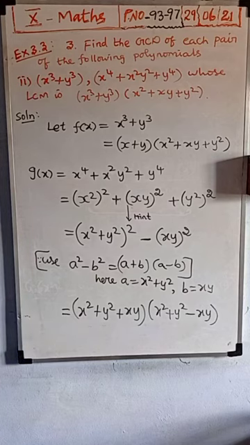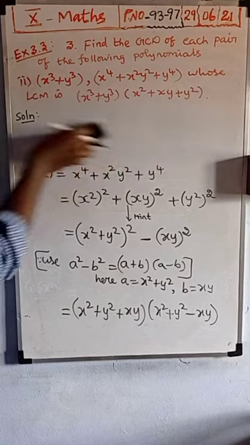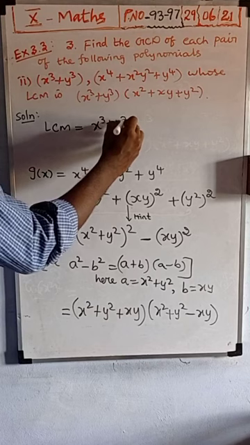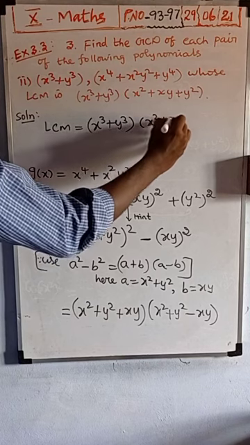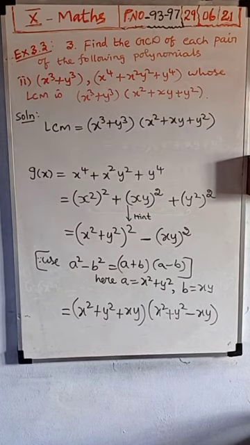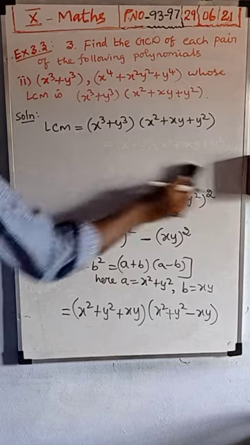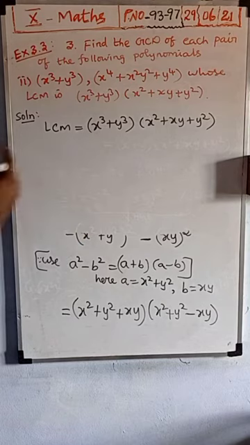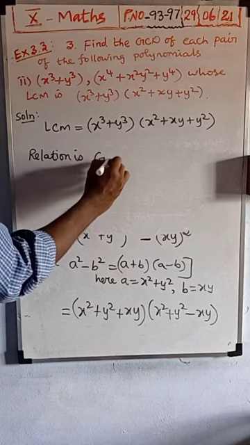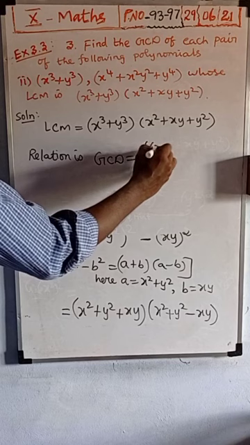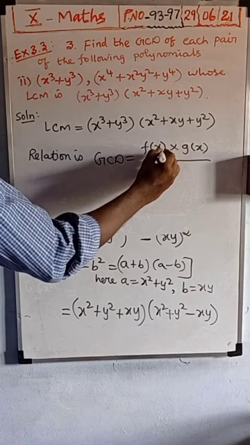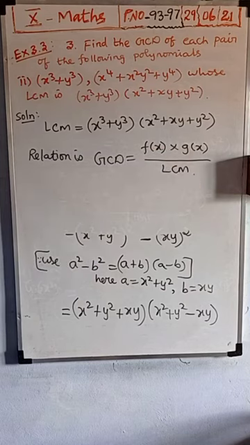Next, LCM is given. LCM we can write as it is. So here LCM is equal to x cube plus y cube into x square plus xy plus y square. This is the LCM. Now we want to use the relationship between LCM and GCD. Okay, directly we can write GCD is equal to f of x into g of x divided by LCM. Now you substitute.